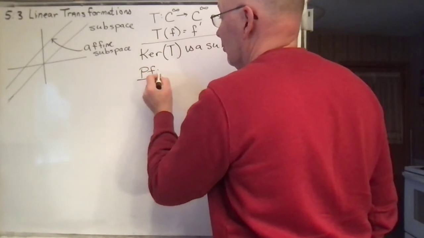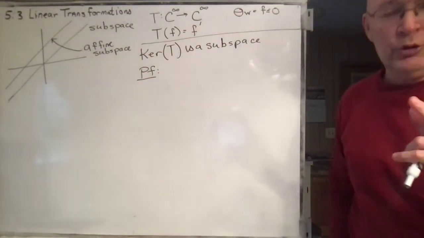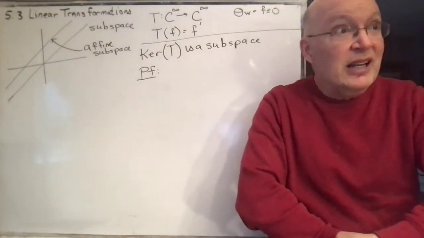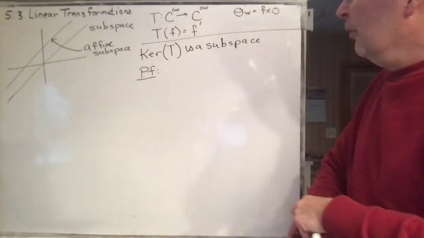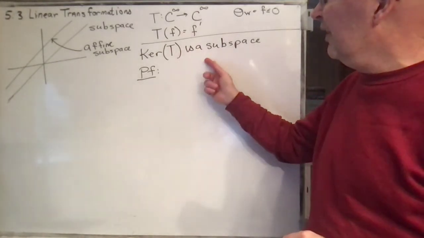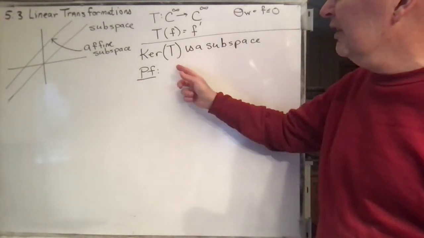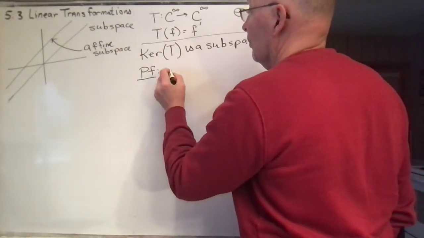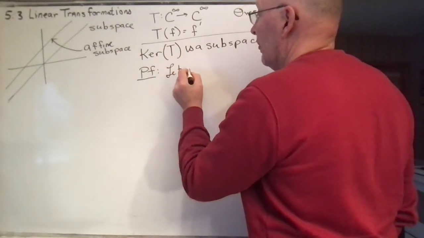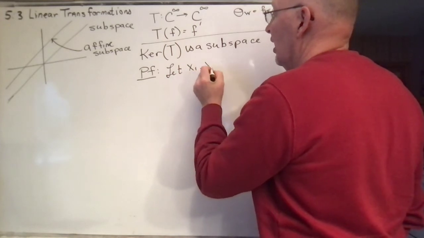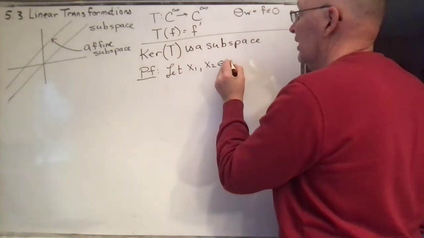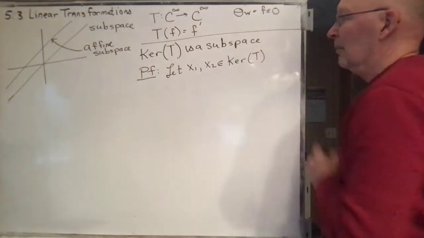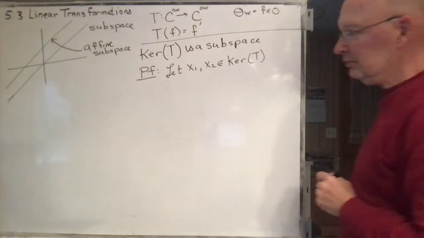Here's the proof. Okay? What are the two things you need to show in order to show that something is a subspace? Remember, we have to show that if you take any two things in there, the sum is also in there, and if you take anything times a constant, it's in there. So let's do it. Let x1 and x2 both be in the kernel of T.